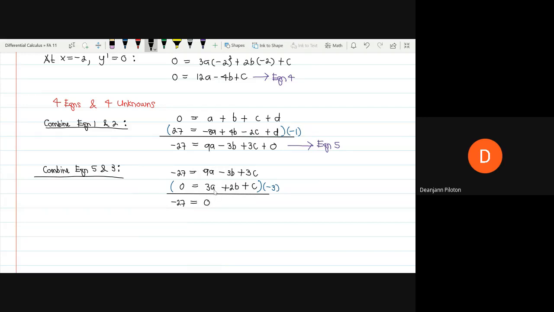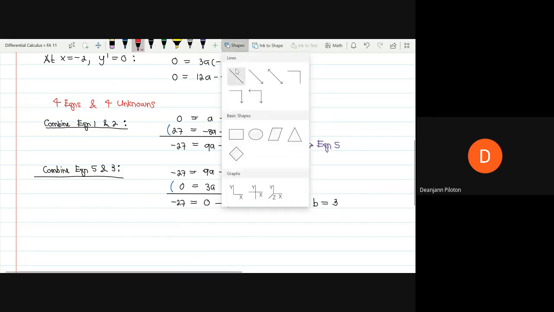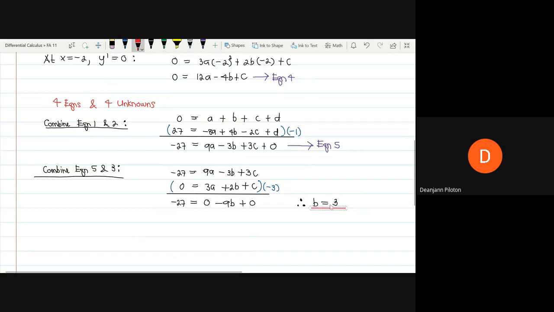So a actually cancels. Then negative 3b minus 3 times 2b, so we have negative 9b. Then 3c minus 3c is 0. So already here, class, we got the value of one variable, which is b. So b is equal to negative 27 divided by negative 9. The answer for b is positive 3. We did not expect a to cancel right away, but it can happen in your solution, and you get one unknown immediately.